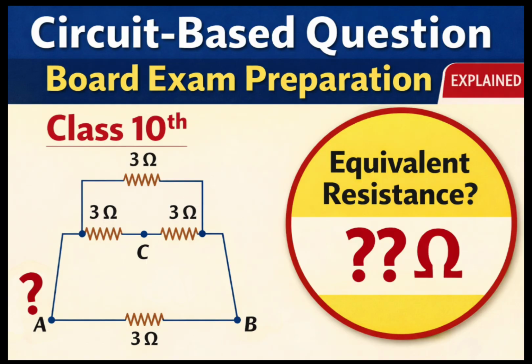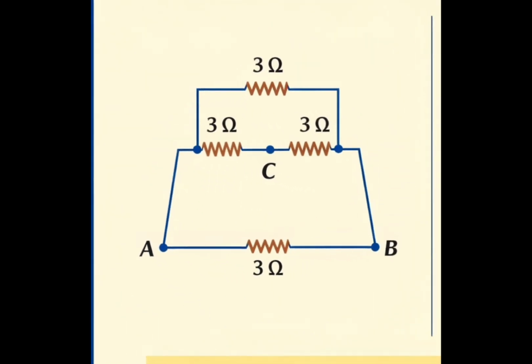Let's begin the video. Our first question is: find the equivalent resistance between points A and B. You can observe all the four resistors have the same resistance of 3 ohm. Here a 3 ohm resistor is connected between points A and B, and two 3 ohm resistors are connected at the point C. Here C is the common point for all the resistors.